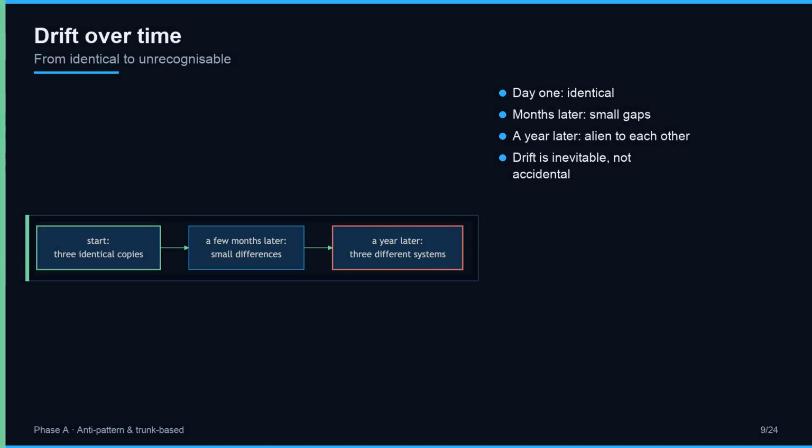Put it on a timeline. On day 1, 3 identical copies. A few months later, small differences, easy to handwave away. A year later, 3 genuinely different systems that merely share a name. That is the destination of every branch per environment setup. The only question is how fast you get there.